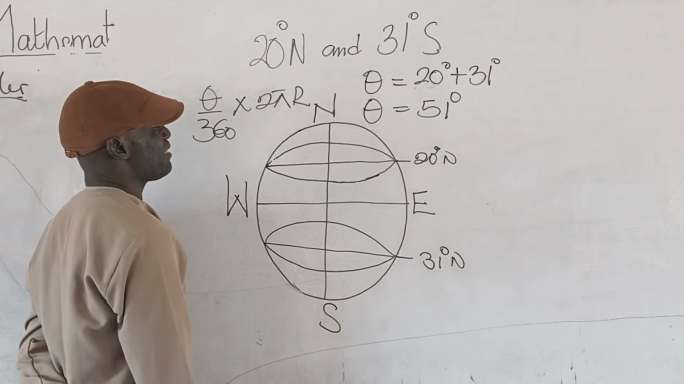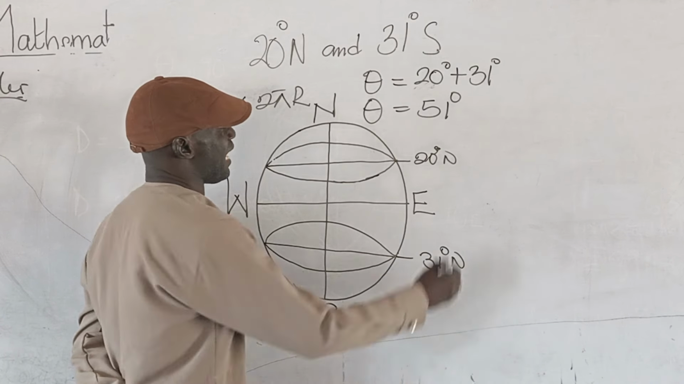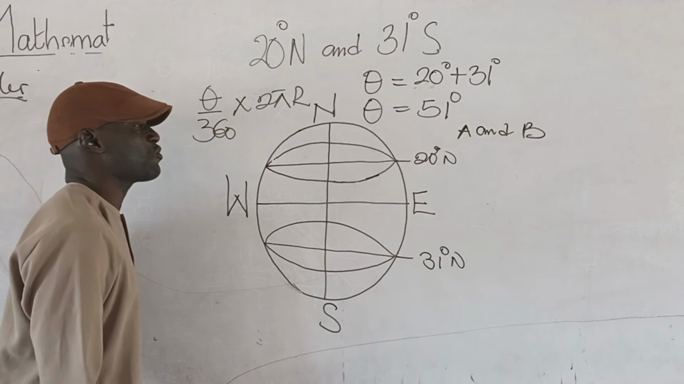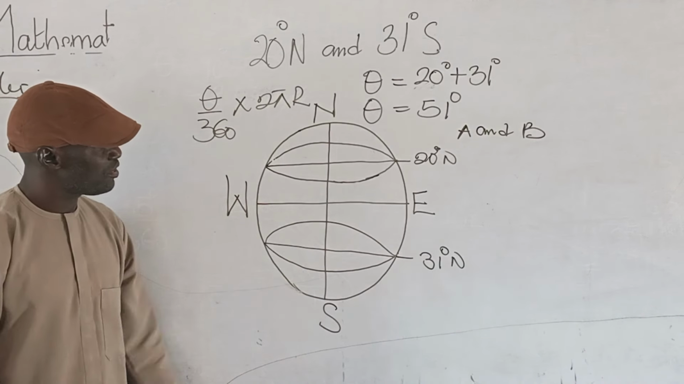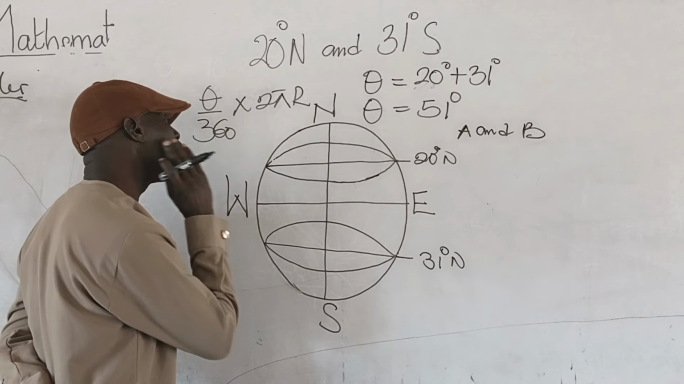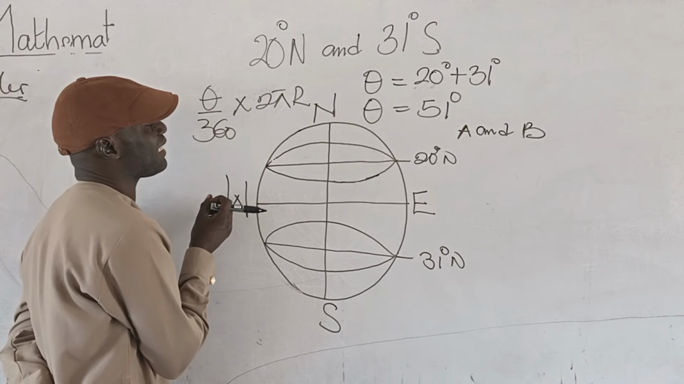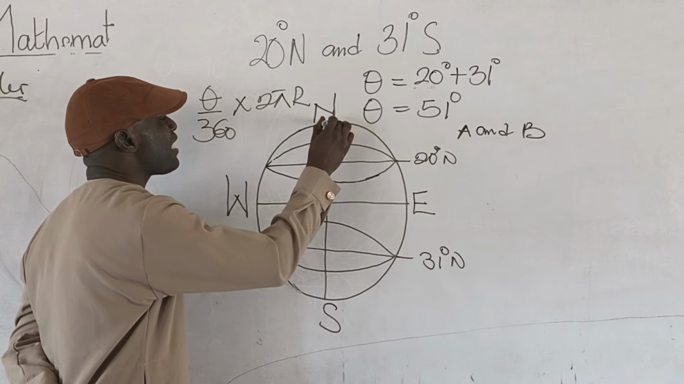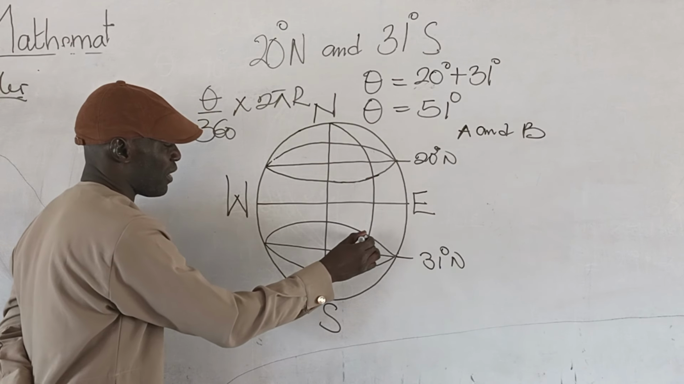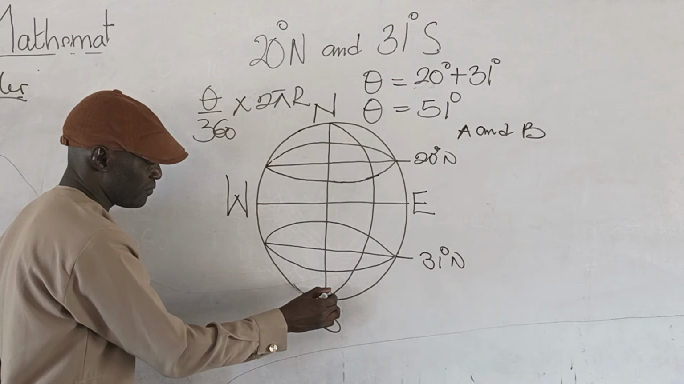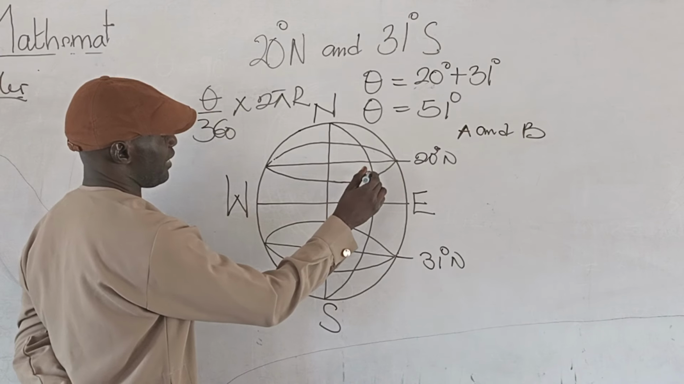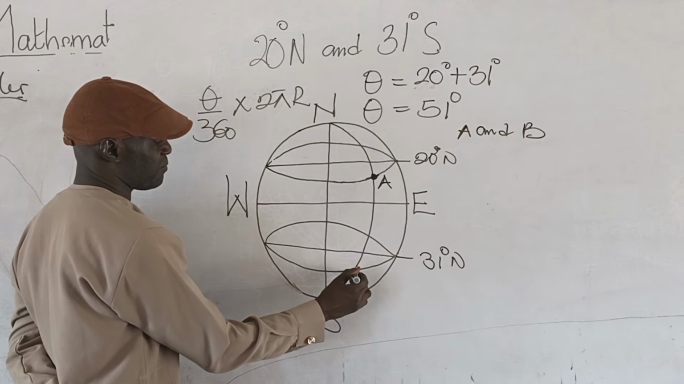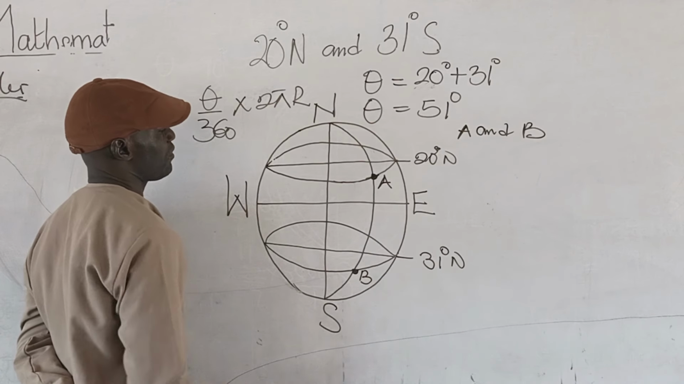Don't forget the question says the points are A and B. So we have to indicate where A is and where B is. Before we can get the meeting point of A and B, what to do is to introduce our longitude so that we can easily get the meeting point. This is the meeting point of A. We label it, and this one is the meeting point of B. We also label it.